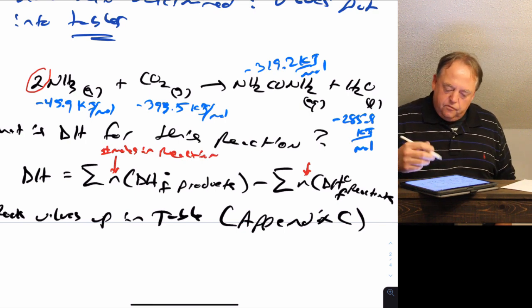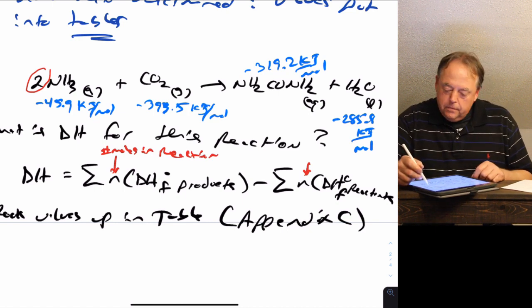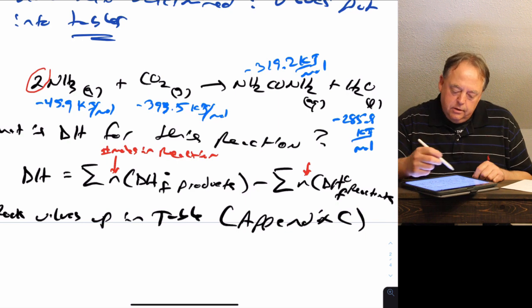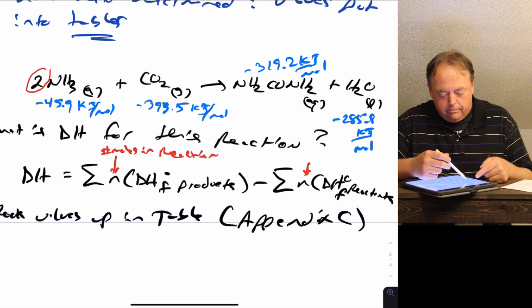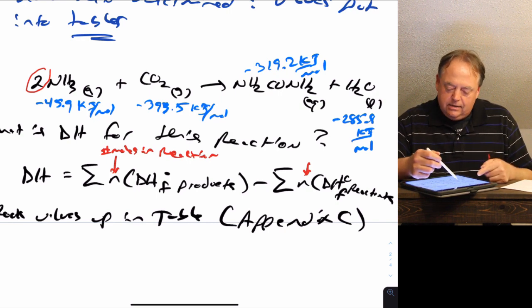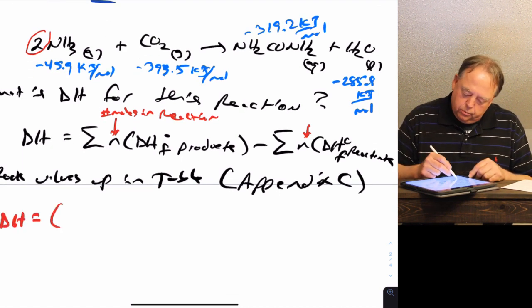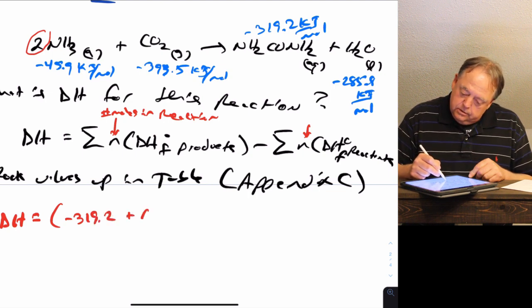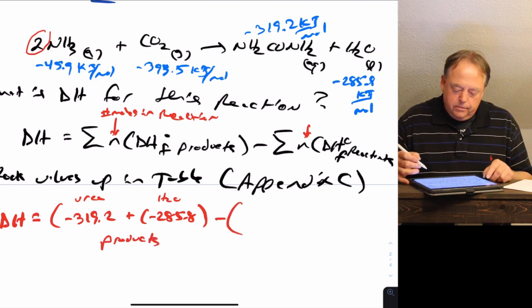If we apply this formula for this reaction, we take the products, urea and water, and add those 2 heats of formation together. Then we take the reactants, ammonia and CO2, add them together, taking ammonia times 2 since there are 2 ammonia, and subtract that. So delta H for this reaction is equal to the products, negative 319.2 plus negative 285.8, for urea and H2O, and then we sum the reactants.